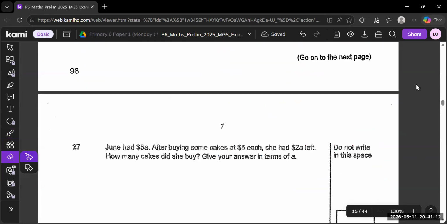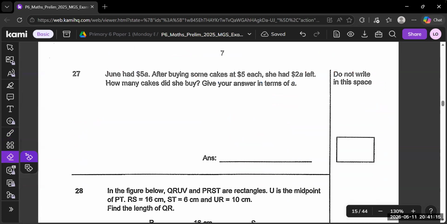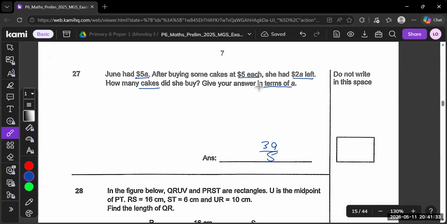Okay, question 27. Algebra. So your answer is 3a over 5. Okay, and how do you get that? June had $5A. After buying some cake at $5 each, she had $2A left. How many cakes did she buy? Give your answer in terms of A. Now, I have mentioned already, if you don't know how to do, give a number. 5A, what number you like? $10. Not A is $10, but the entire thing, give a number. Then give a number for that. That's a different algebra. Give a different number, which is maybe $2.